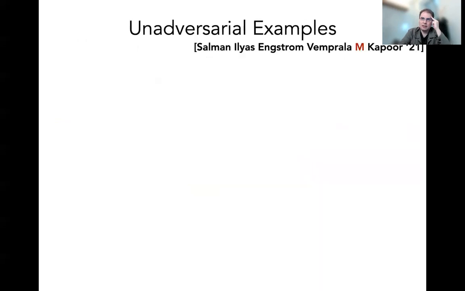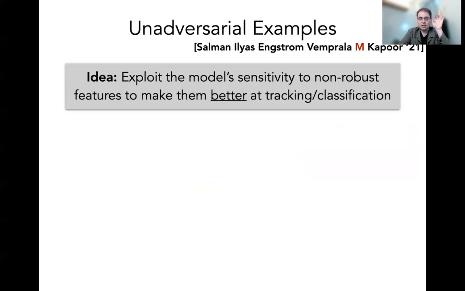So what do I mean by that? This is the concept that we call unadversarial examples. The idea is that we know standardly trained models are sensitive to non-robust features. Again, this can be used via adversarial examples to mislead these models and make them malfunction. But maybe the same sensitivity can be exploited to actually make them better at other tasks like tracking and classification.